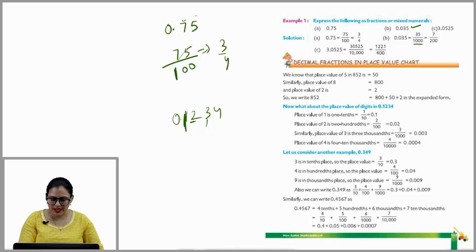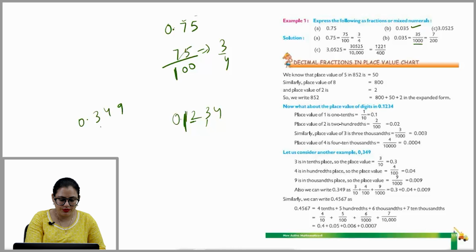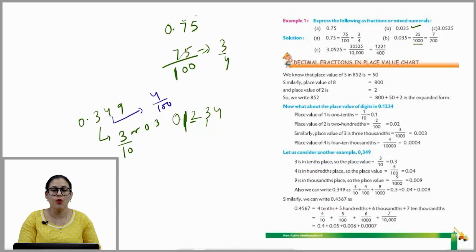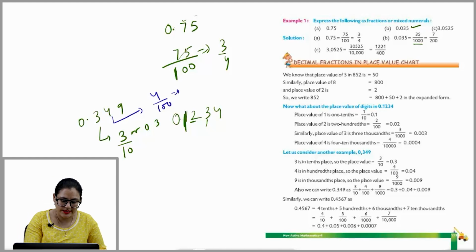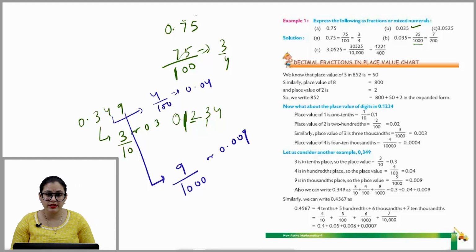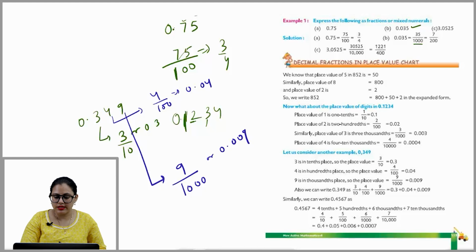Let us consider another example, which is 0.349. 3 is in the tenths place, right? So, the place value is 3/10 or 0.3. See, 0.349. Place value of 3 is 3/10 or 0.3. Okay. Similarly, place value of 4 is 4/100 or 0.04. Okay. And place value of 9 is 9/1000 or 0.009. Right.